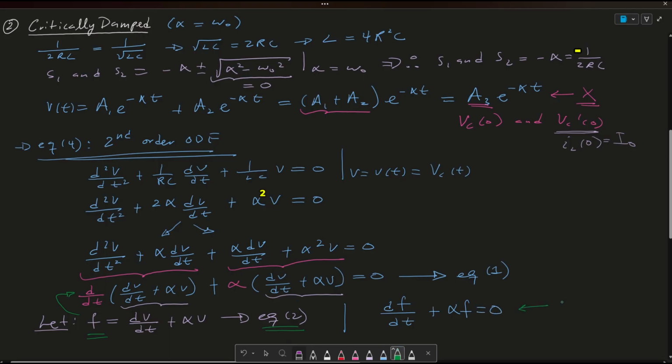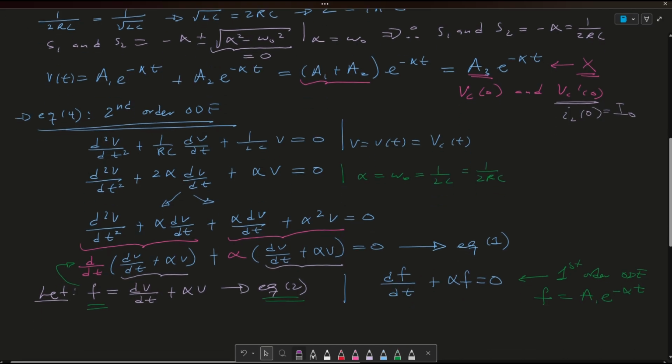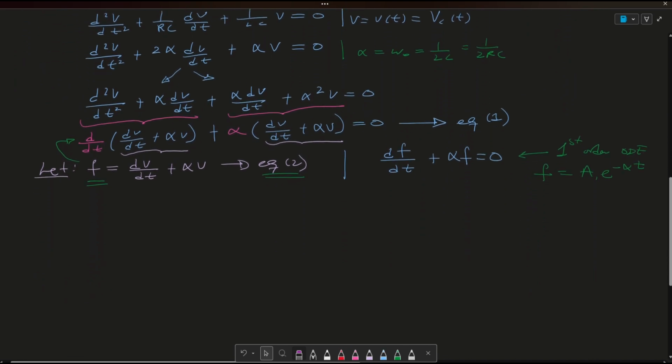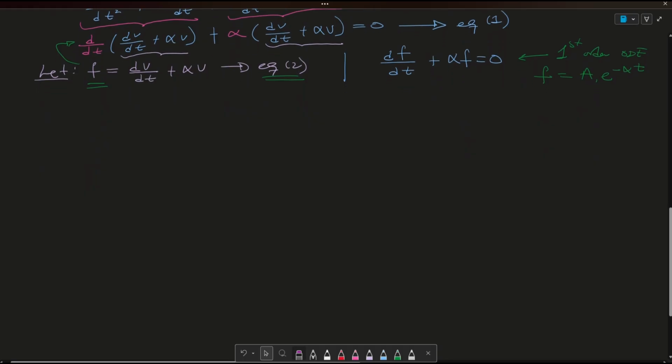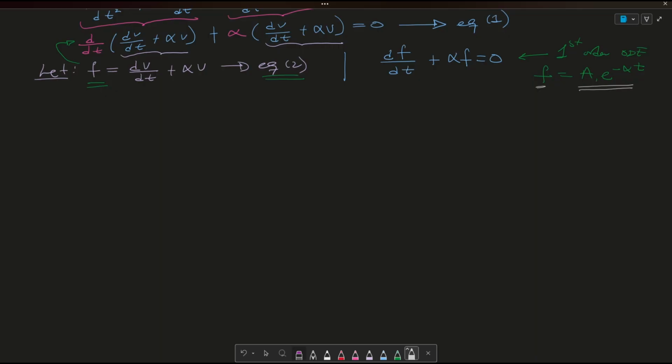This we like because it's a first order ODE. For first order ODEs, which I won't prove in this video, we know that the solution for f is equated to a1 e to the minus alpha t. Let me scroll down here while still keeping some of our previous work on the page. I can say that f is equated to this a1 e to the minus alpha t, and it's also equal to this equation number 2.